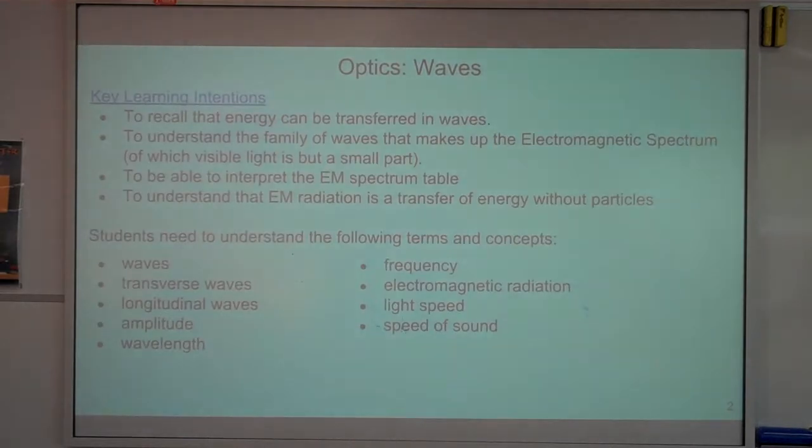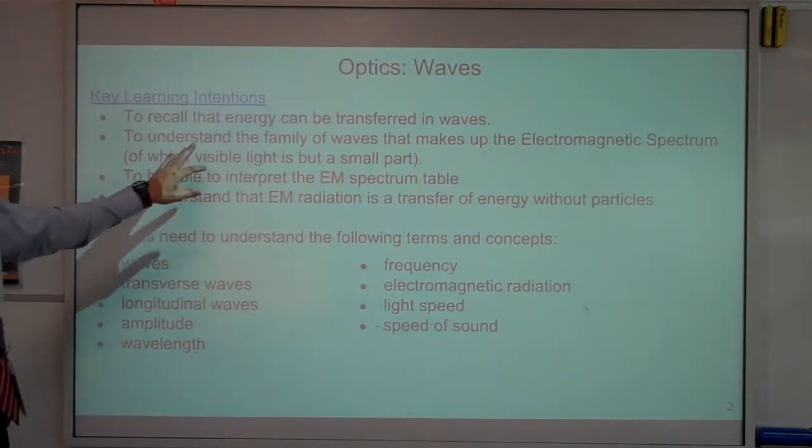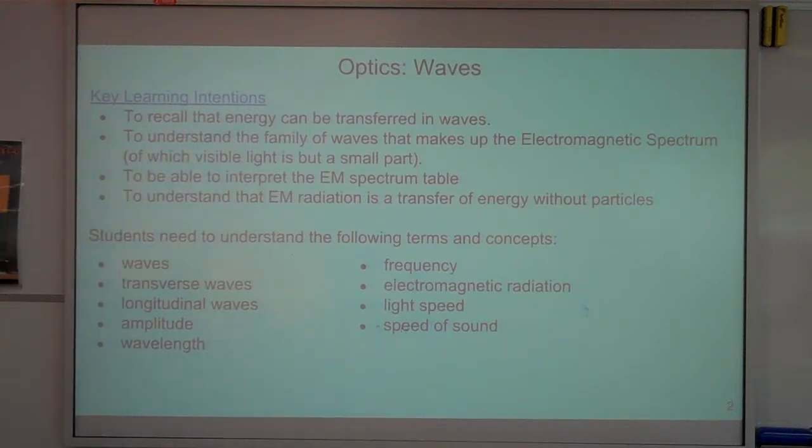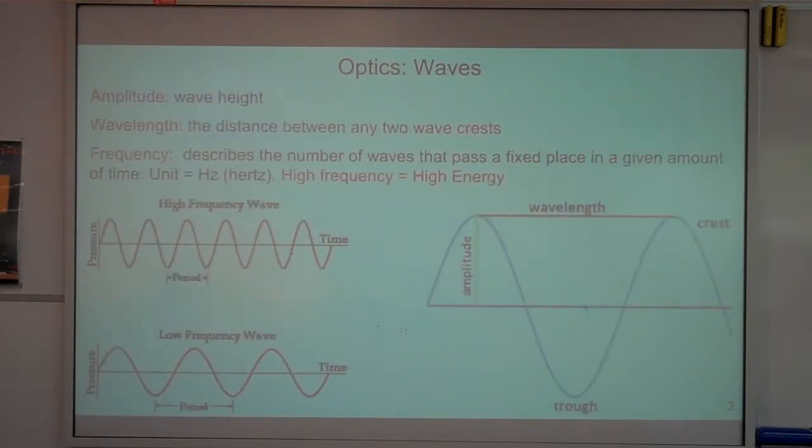Okay, now, key learning intentions. Energy is transferred in waves. The family of waves that makes up the electromagnetic spectrum, of which visible light is a small part. Interpret the electromagnetic spectrum and understand that EM radiation is a transfer of energy without particles. And I've already mentioned that. And there's some key terms here that we're going to look at. But we'll start off by just having a look at these ones here.